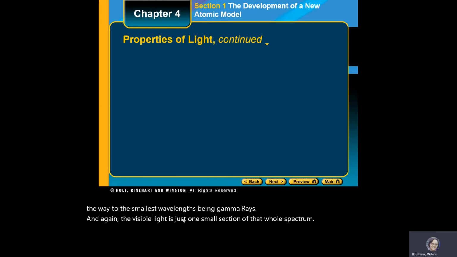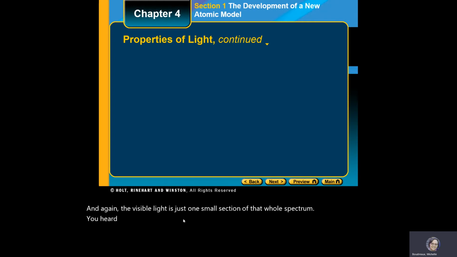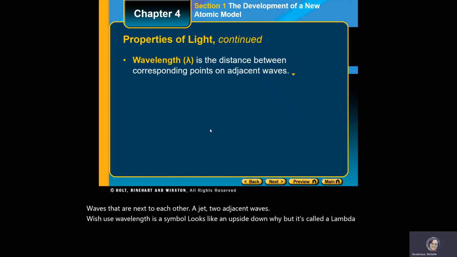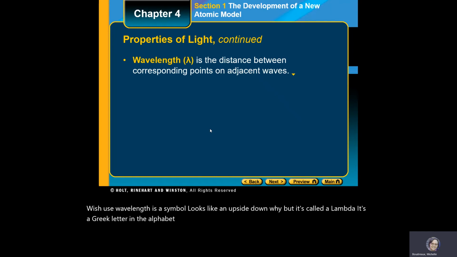Well, you've heard me use some funny terms, so let's define those. One of them is called the wavelength. Wavelength is the distance between the same point on two waves that are next to each other, two adjacent waves. We use a symbol for wavelength that looks like an upside down Y, but it's called lambda. It's a Greek letter in the alphabet. It corresponds to our letter L, and that's the symbol we use when we're talking about the length of a wave.